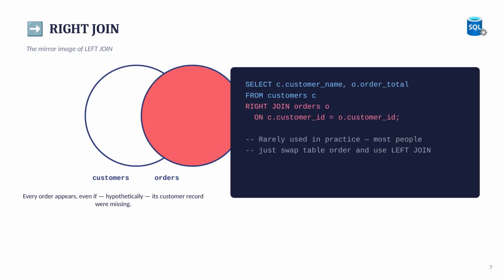Right join is the mirror image of left join. It keeps everything from the right table and brings in matches from the left wherever they exist. Here, that means every order appears, even if, hypothetically, its customer record were somehow missing. Honestly, right join is rarely used in practice. Most people just swap the order of the tables in the from and join clauses and use a left join instead, since it reads more naturally left to right.